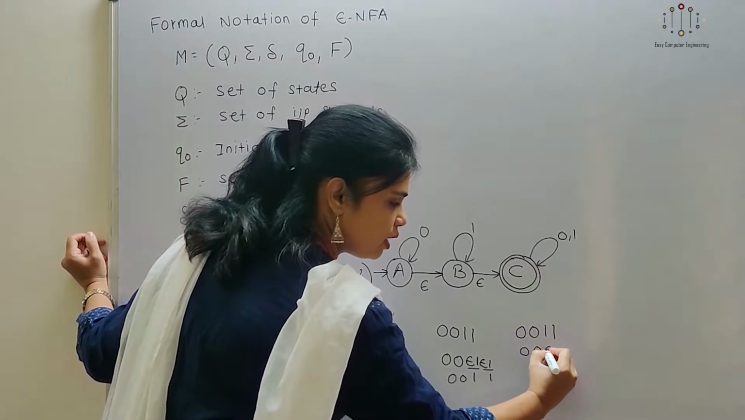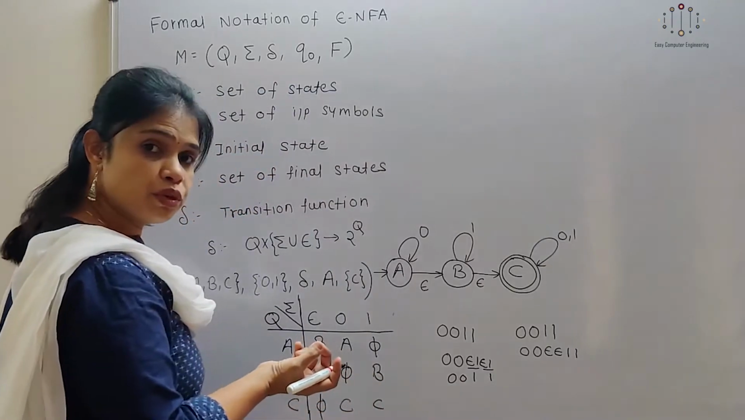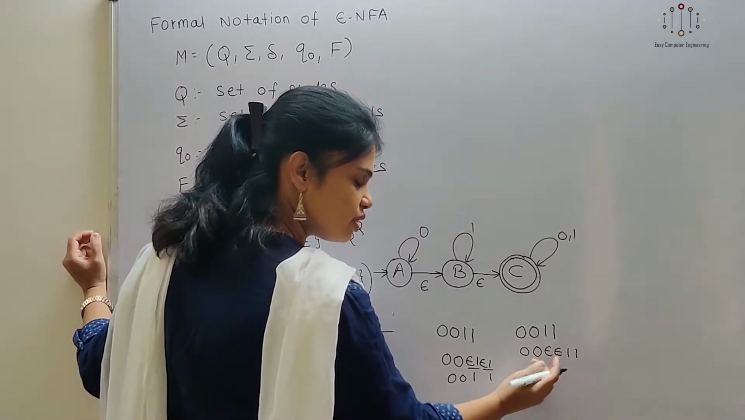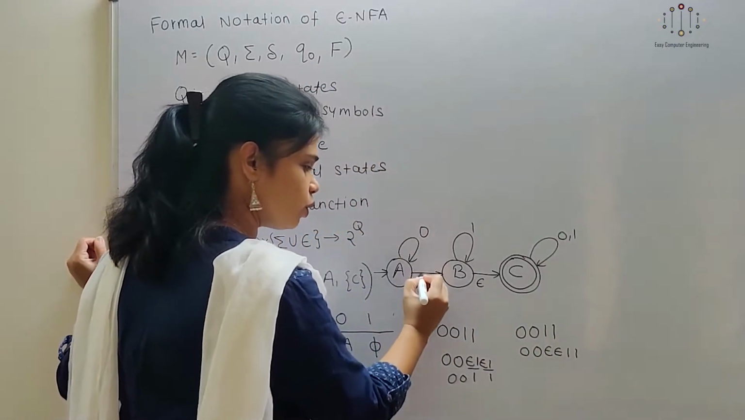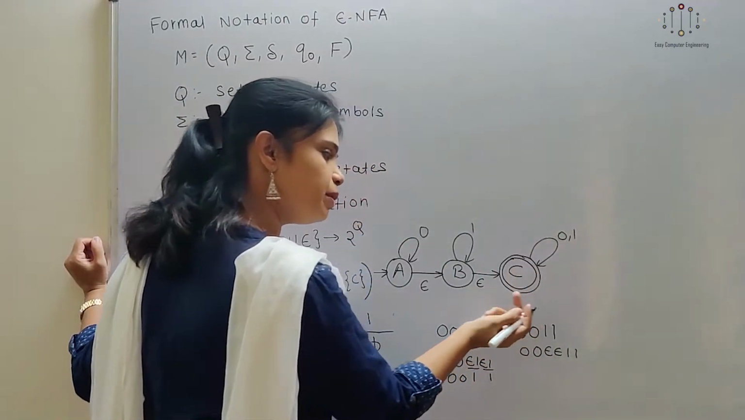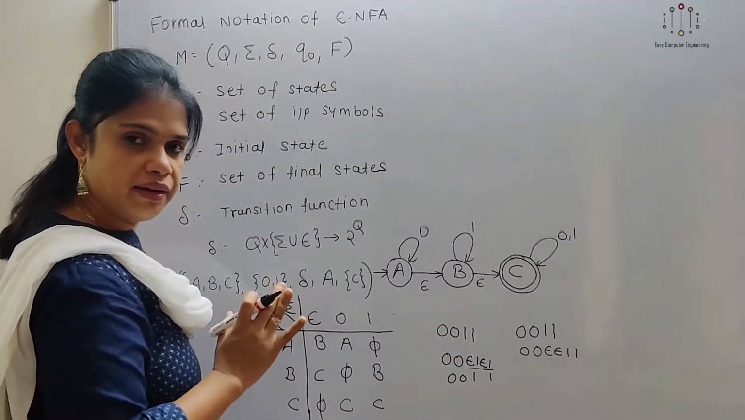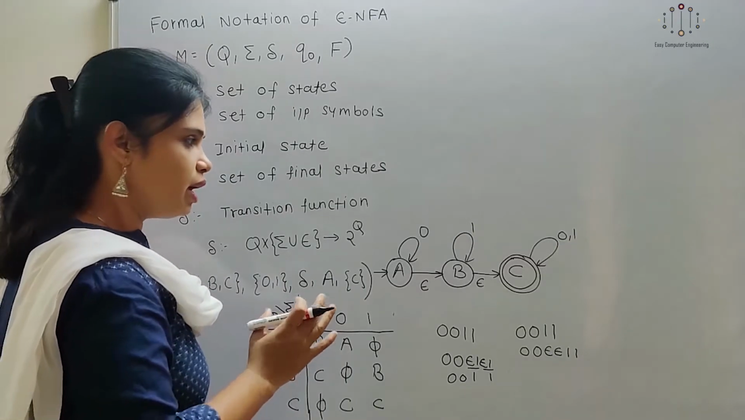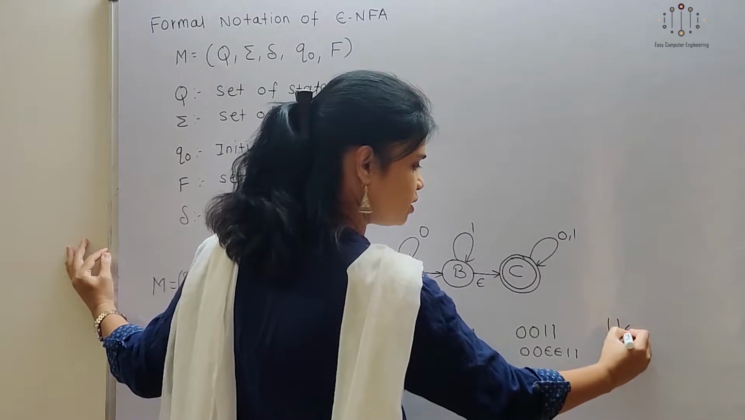0 0. Here if I am attaching a number of epsilons, there is no change in the input string. This is the null string. So 0 0 epsilon epsilon 1 1. I am reaching C. That means this string is accepted. If I want the input string 1101.